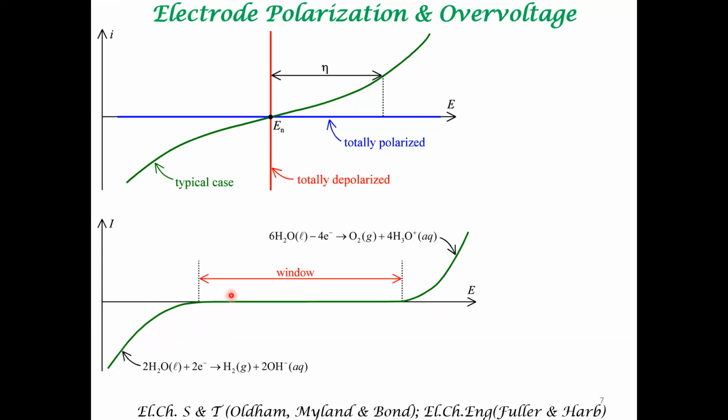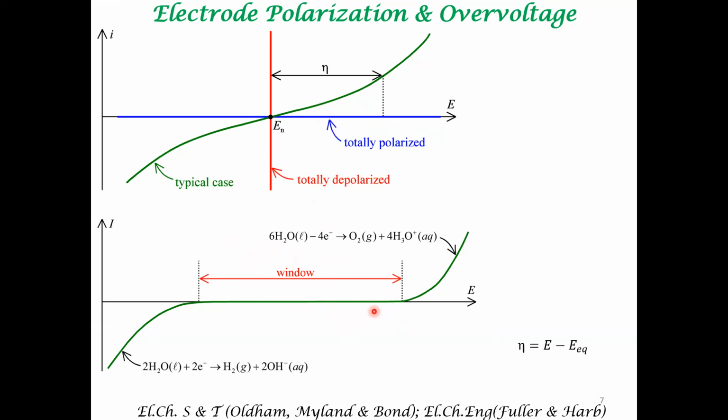But what I see is that there is a certain window where I can increase the potential, but I don't see any oxygen evolution. There's no current at all. Likewise, I can go in the cathodic direction, but I don't see any current response. In this window, there is only polarization and no current evolution. In this region, the electrode is being totally polarized. And then only beyond a particular potential, there is current evolution.